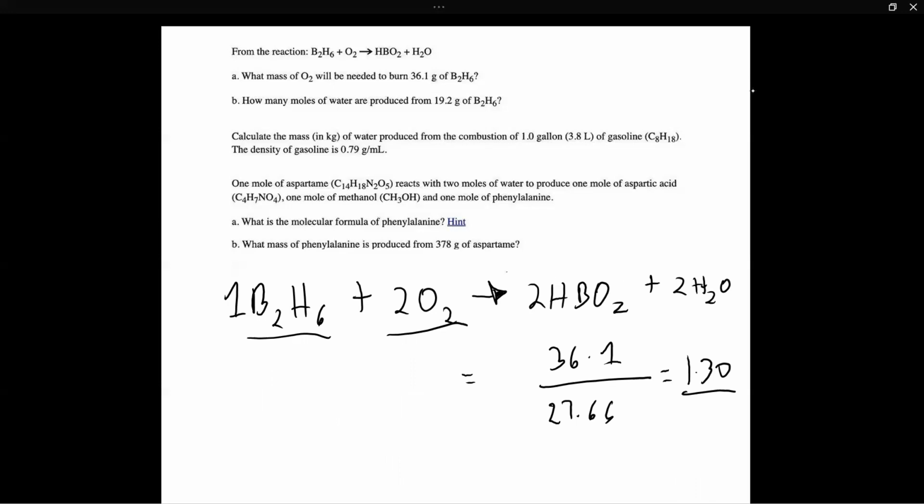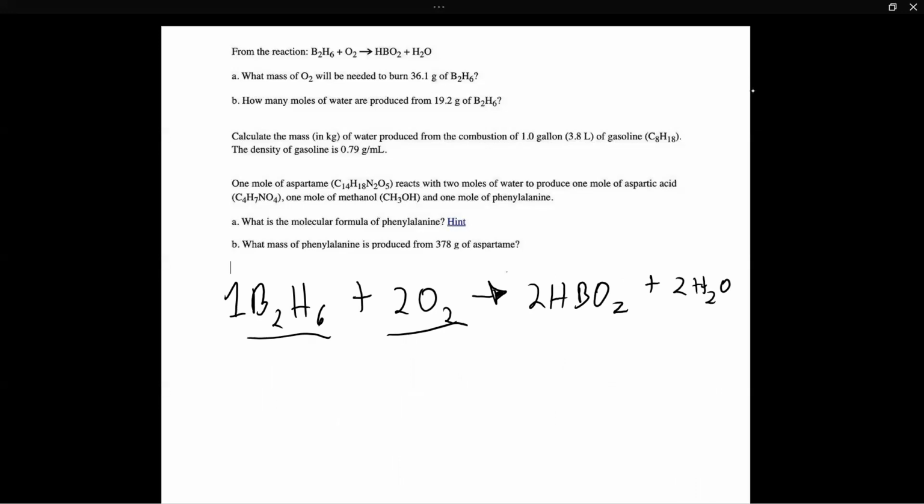Now, let me just erase this so we can solve part B. If you would like to look at my working, just pause the video and look at it, because it'll be very hard for me to solve the questions because I have very limited space over here. So, okay, part B. How many moles of water are produced from 19.2 grams of B2H6?